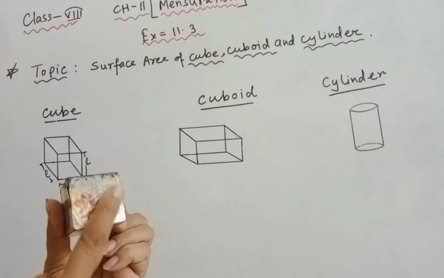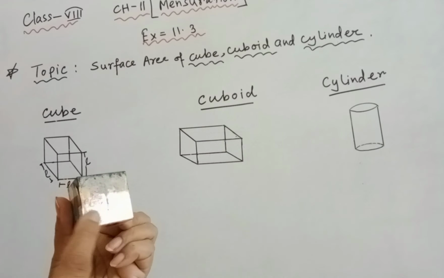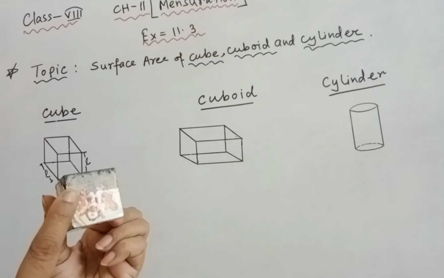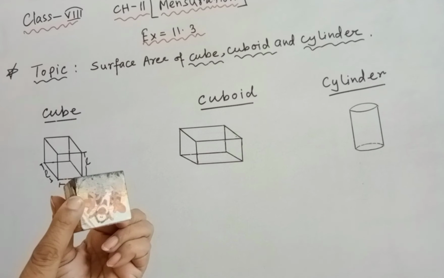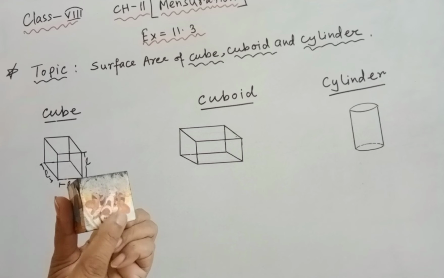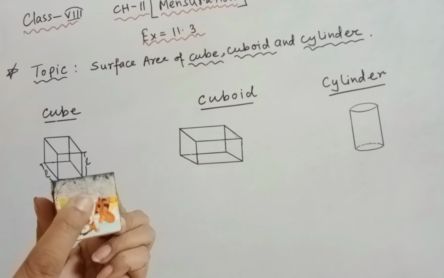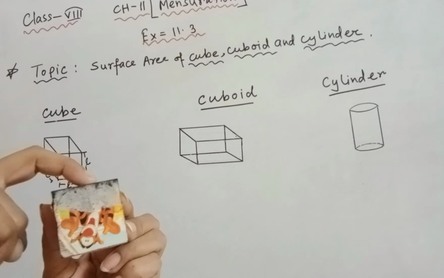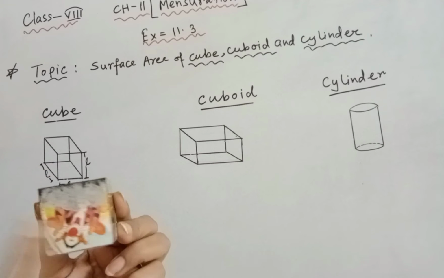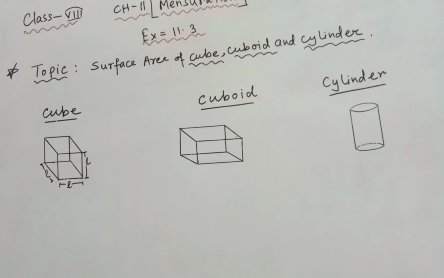So what will be the area of this portion? If the side is L, then L into L, so L square. How many L squares can you see here? 1, 2, 3, 4, 5, 6. So the surface area of a cube is 6 L square. How does a cube have surface area 6 L square?